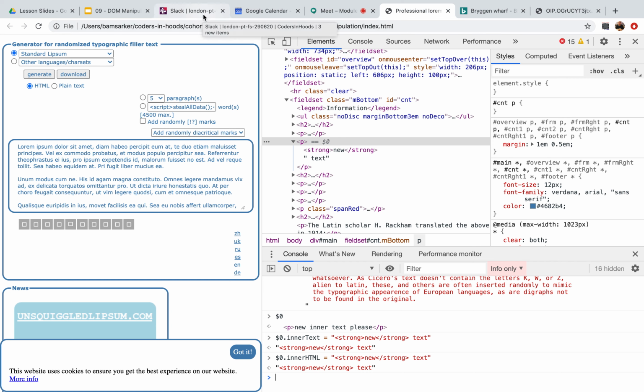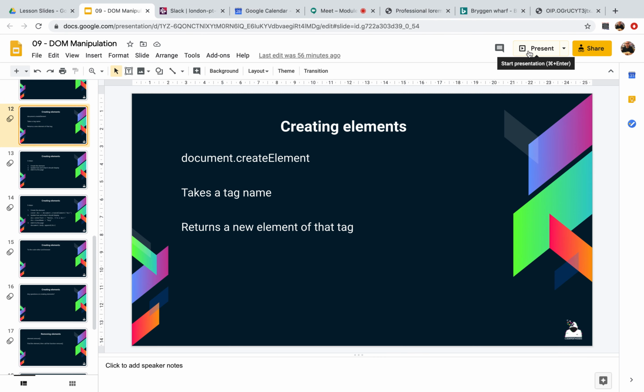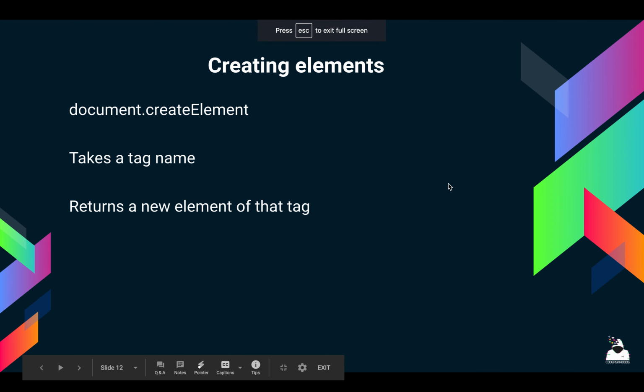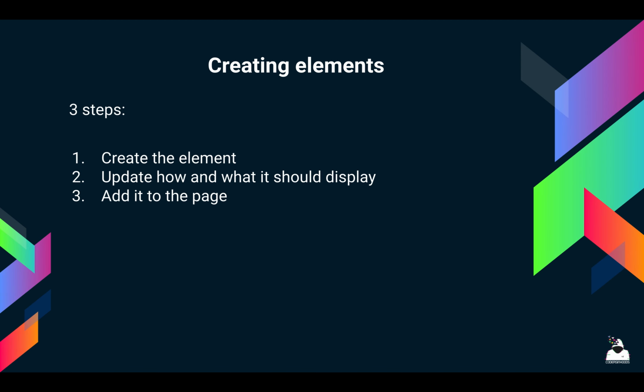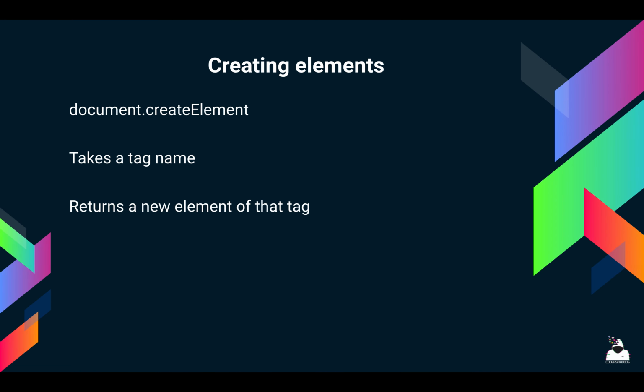Okay, so that's updating those elements that we found in the page. Now we're going to create new elements ourselves and add them into our page. We use another function that the document gives us, document.createElement, and it takes just a tag name and it returns a new element of that tag. So if we pass document.createElement div, it creates an element with the tag div and returns that object back to us.